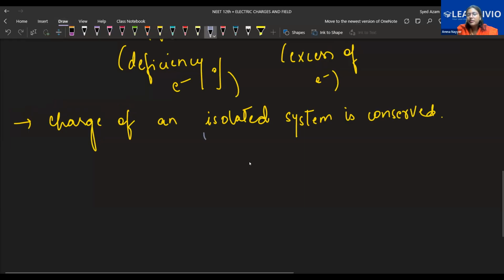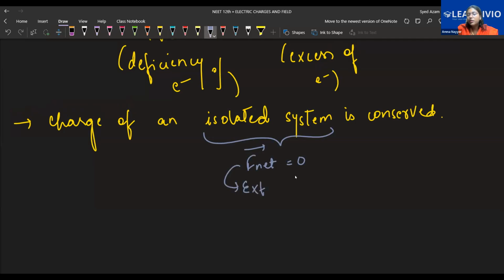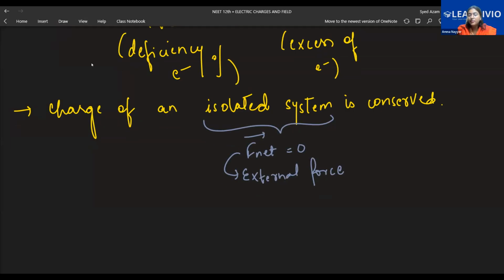But what is this isolated system? Isolated system means the net force is zero. There isn't any external force acting in your system. So the net force is zero. That is what is meant by an isolated system. So the charge of an isolated system is conserved.